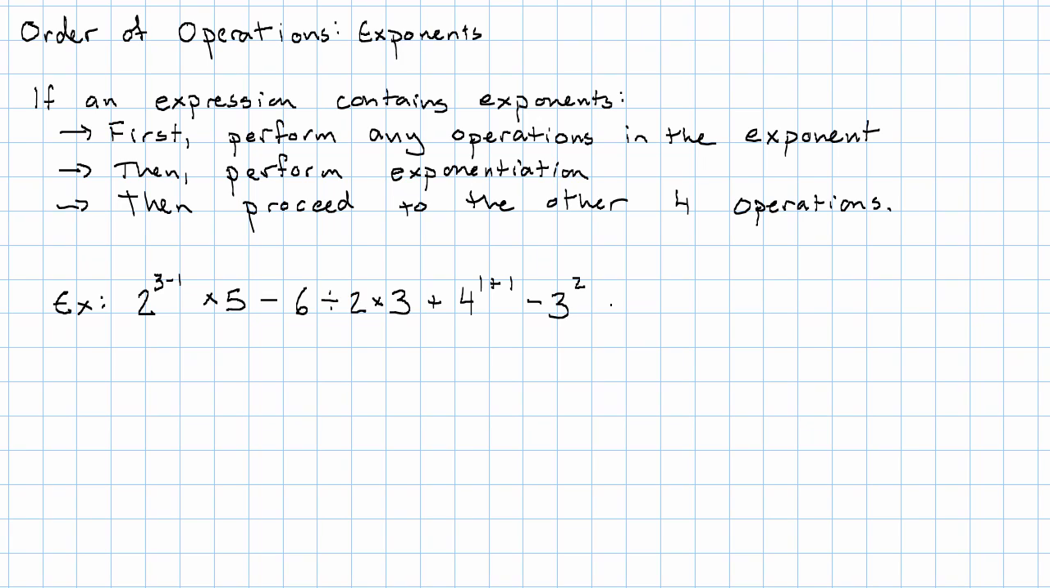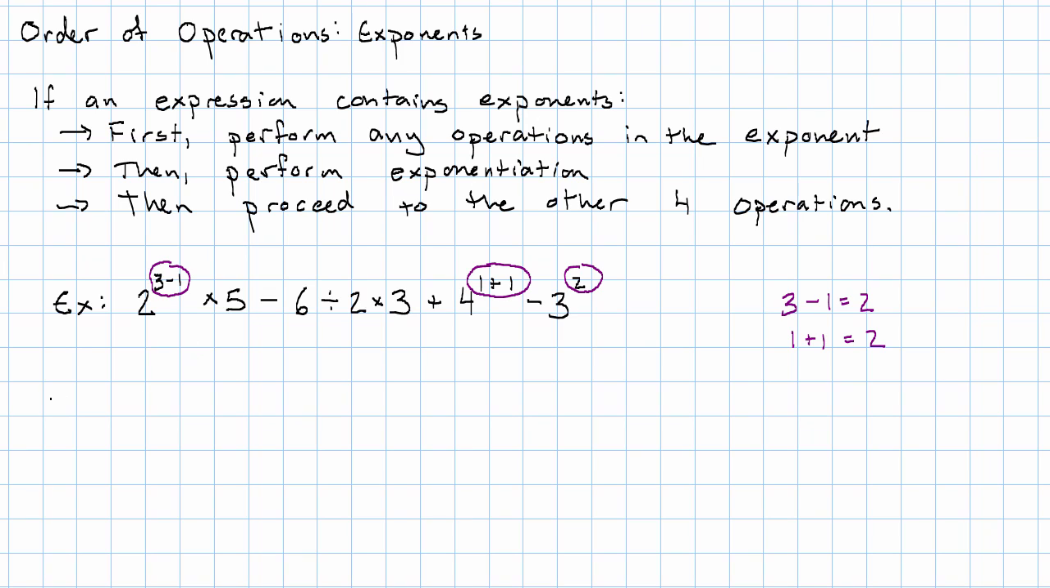So suppose I wanted to evaluate this expression. Notice I have three exponents. This one, and this one. Two of my exponents have some arithmetic in them. So that's the very first thing I'm going to do. I'm going to say, okay, 3 minus 1 is 2. 1 plus 1 is 2. I probably wouldn't write that down, but you can't see what I'm just thinking.